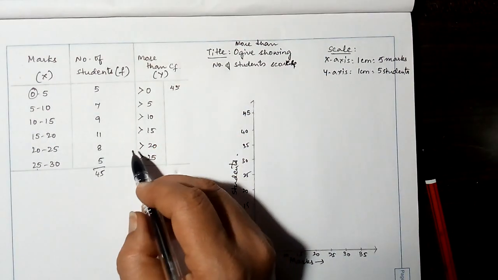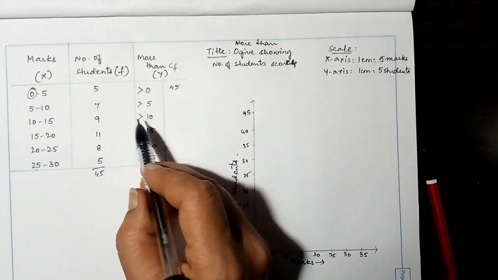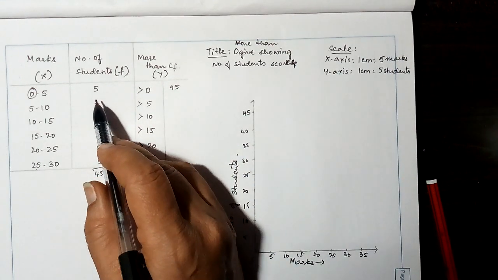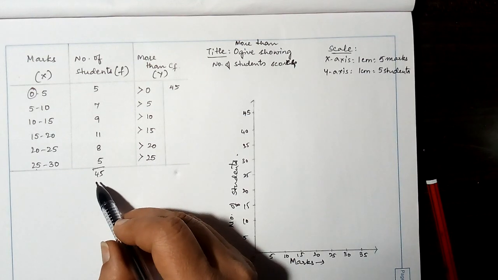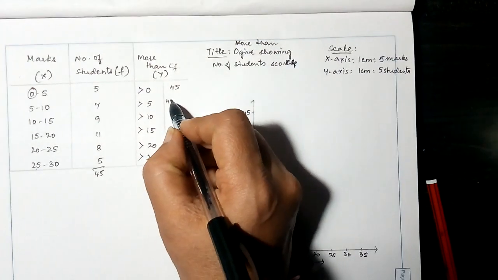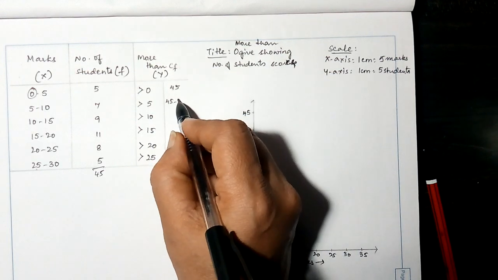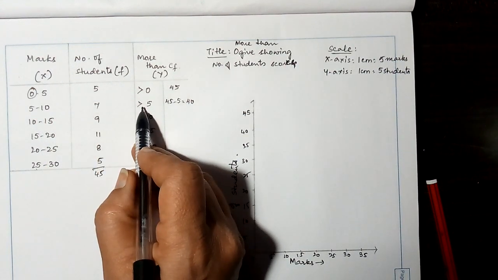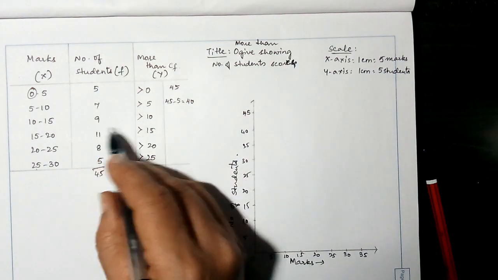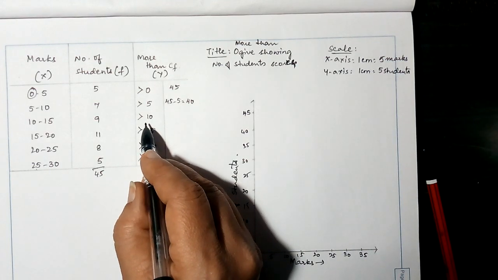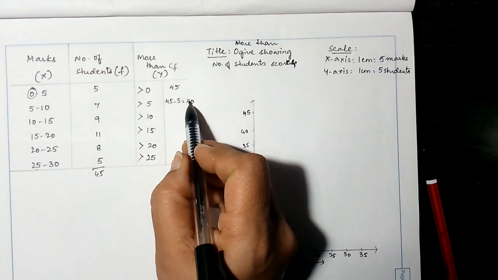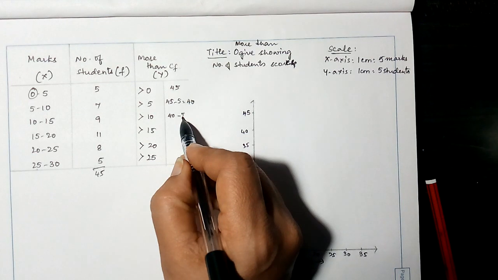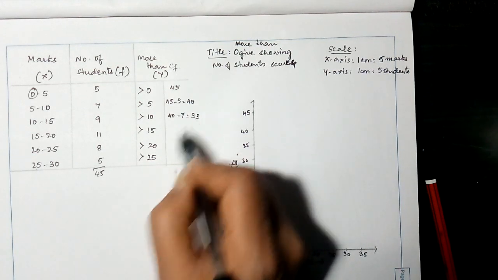Then what is the number of students that scored more than 5? More than 5 would be less 5. Okay. So the total number of students is 45, 45 minus 5. So this will give us 40. So 40 students scored more than 5. Now how many students scored more than 10? More than 10 would be this 40 minus the 7. Okay. So that would give us 33.